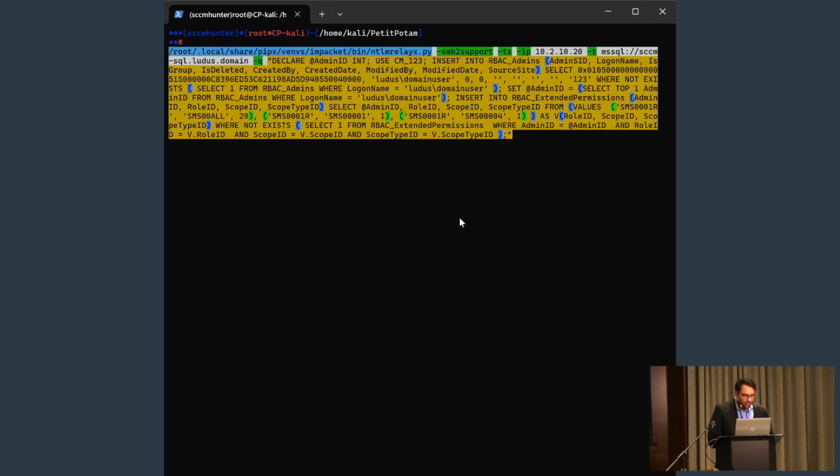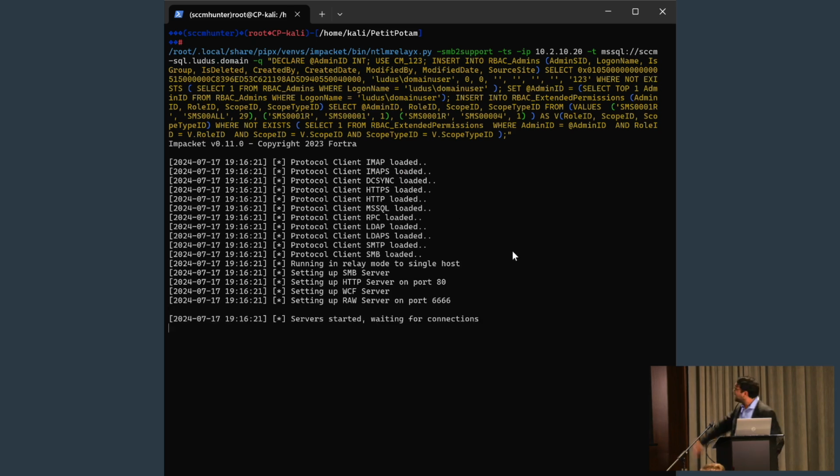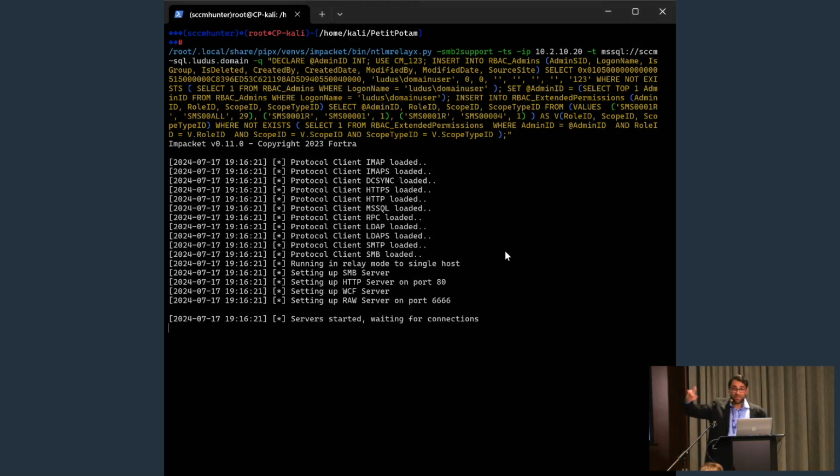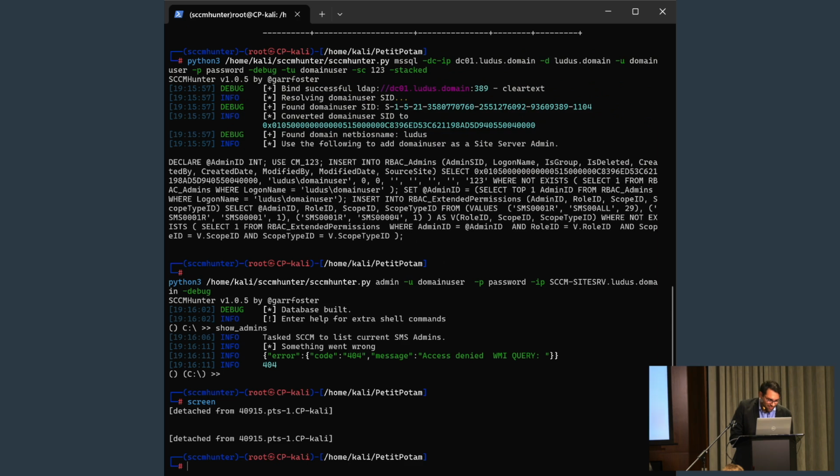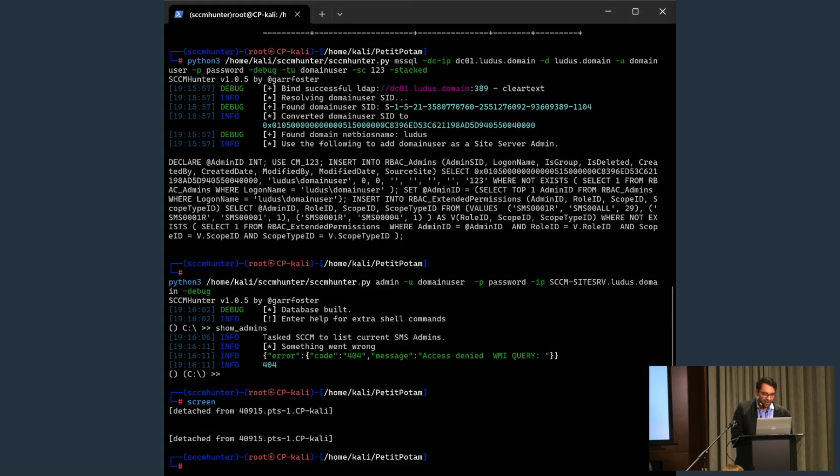Then we run NTLM relay X, which is effectively just going to be, we're using a Kali attacking machine in order to relay authentication attempts. So this is just saying, when you receive an authentication, try to log into the SQL database and run that command. I ran that in a screen, so that's going in the background.